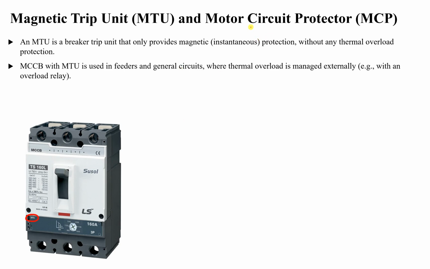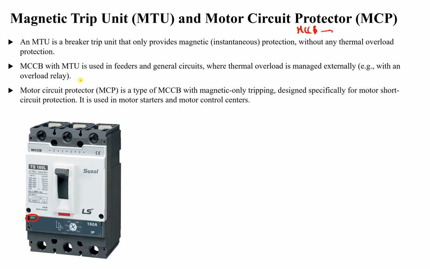Now, what about motor circuit protector? Now, this is very important. Motor circuit protector is simply a molded case circuit breaker specifically designed for motor protection. It follows the standards and it is designed for the inrush current for large motors. Now, motor circuit protector is the same as the molded case circuit breaker with MTU. It has only magnetic trip unit, and the overload is managed externally. So motor circuit protector is a type of molded case circuit breaker with only a magnetic tripping. Means it is used for motor short circuit protection. It is used in motor starters and motor control centers.